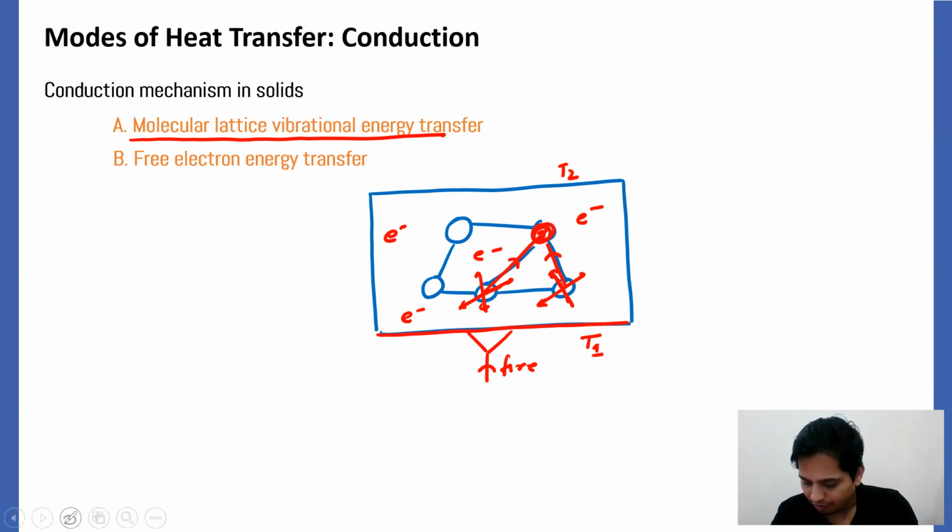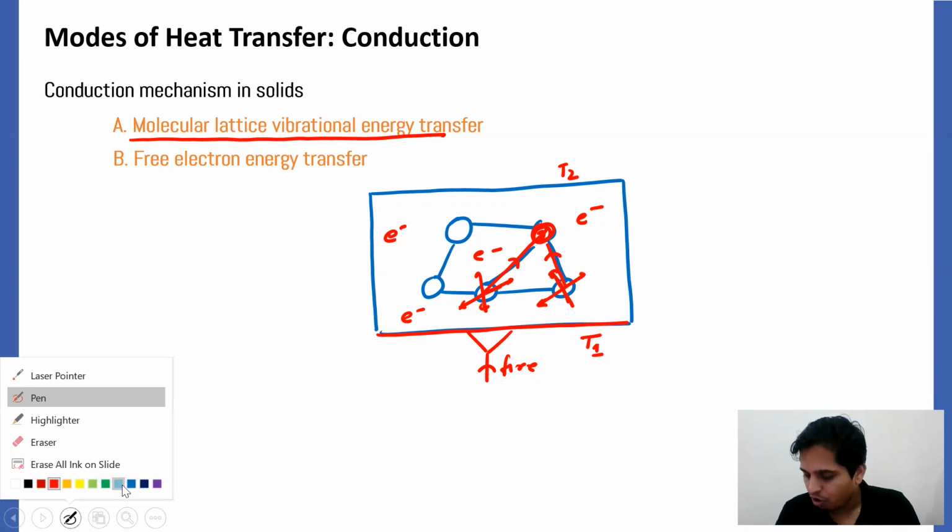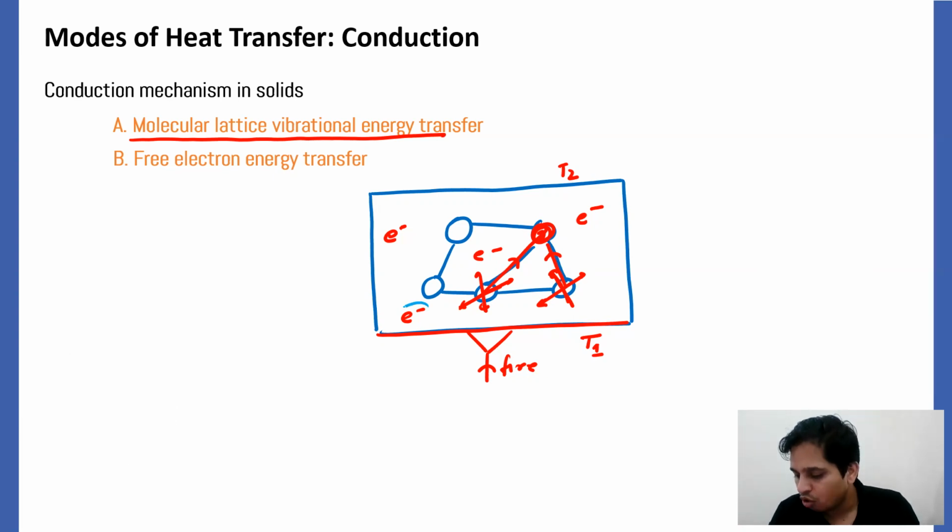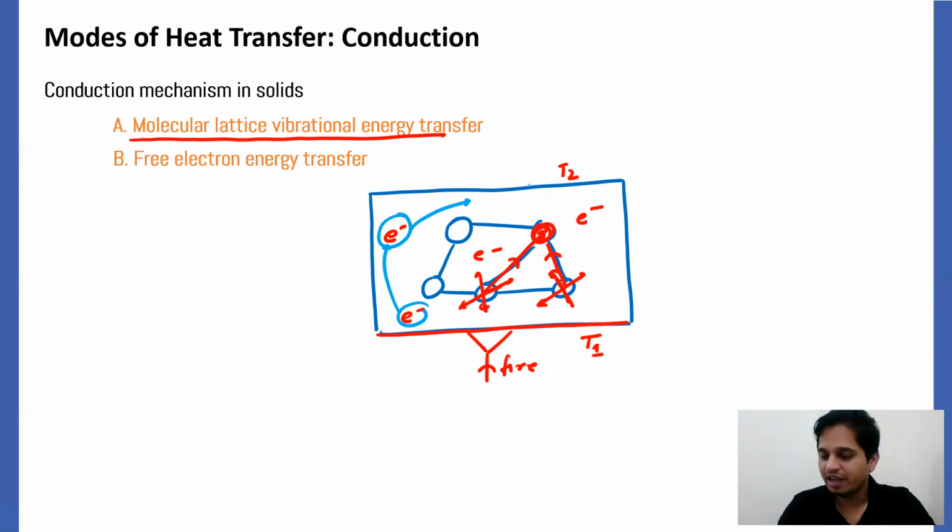Now, because of the heating, this electron's energy state will increase. It will go to a higher energy state. It is going to jump from one place to another and provide energy to another electron. So this energy is getting transferred because of the free electron motion. It is called free electron energy transfer.